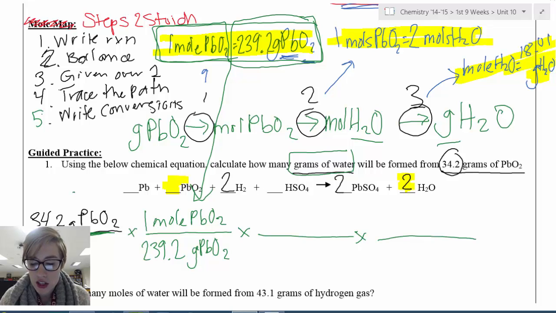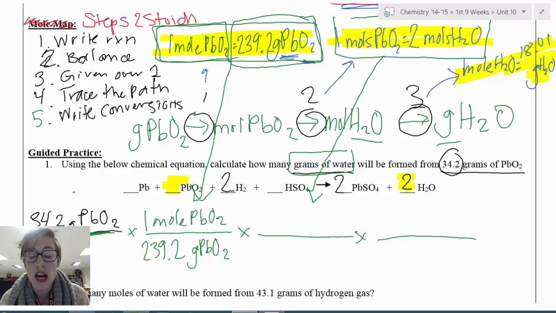What about my second conversion factor? Here's my second conversion factor. That has to go in my second fraction. Which side of this conversion factor do I want to go on the bottom? Well, if you remember of canceling, we already canceled out grams, right? Because if it's on the top and then it's also on the bottom, it gets canceled out. So I want to cancel out now moles of PbO2. So what has to go on the bottom? Moles of PbO2 has to go on the bottom.